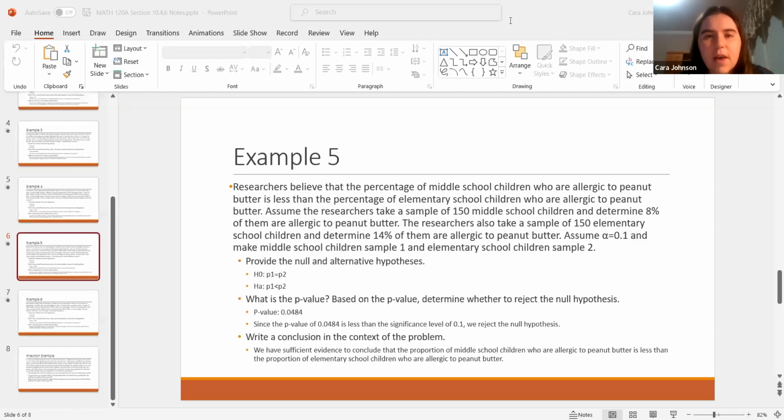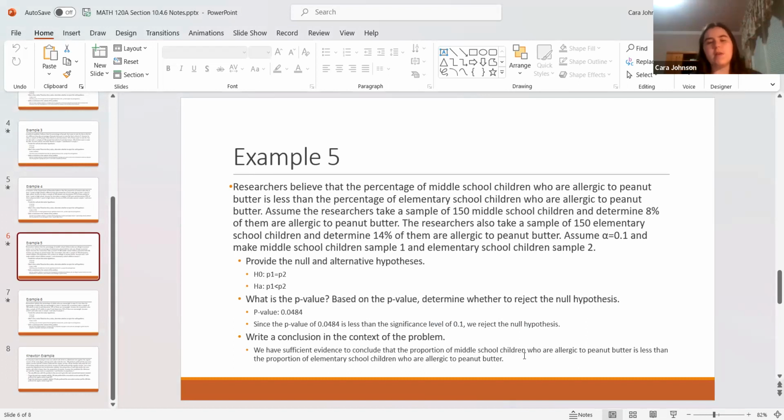That p-value is less than our significance level. So that means that we are going to reject. And if we reject, that means we have enough evidence to say that the alternative is true. So we have sufficient evidence to conclude that the proportion of middle school children who are allergic to peanut butter is less than the proportion of elementary school children who are allergic to peanut butter.